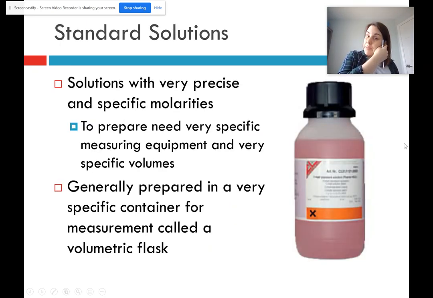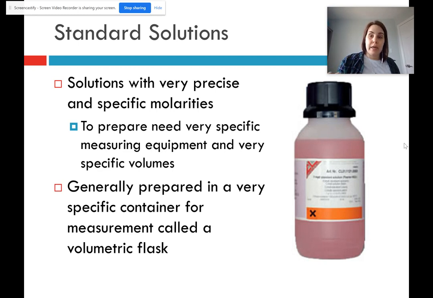In a lab, sometimes you'd be asked to create these. We're going to learn in the next couple of weeks how you would actually be able to create a solution with a specific molarity. But you also can purchase these if you're working in a really specific lab that needs a really high degree of accuracy. You may purchase a standard solution. Now, a standard solution is a solution that has a very, very precise and very, very specific molarity.